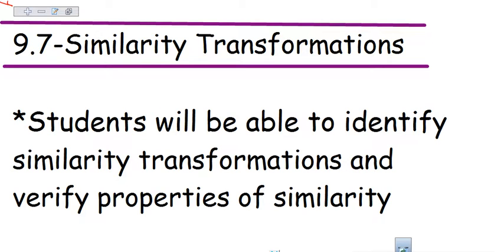Lesson 9-7, Similarity Transformations. Students will be able to identify similarity transformations and verify properties of similarity after watching this video.